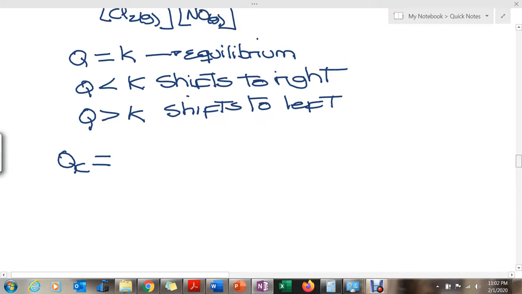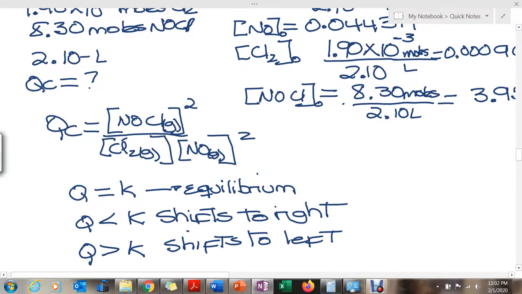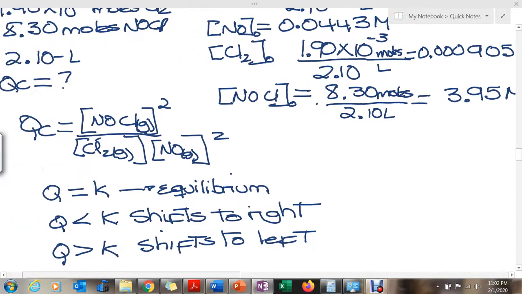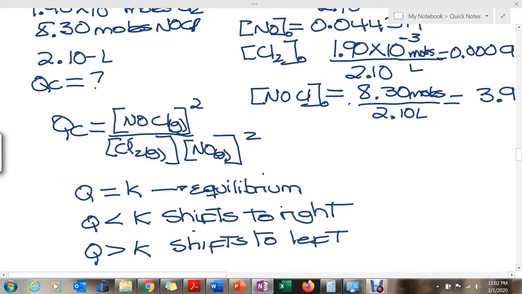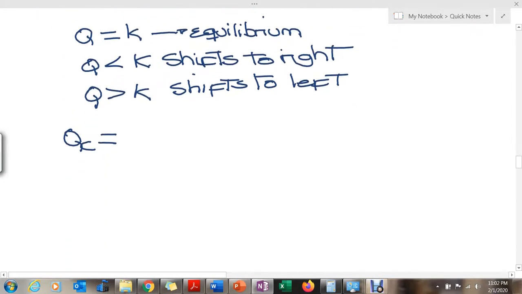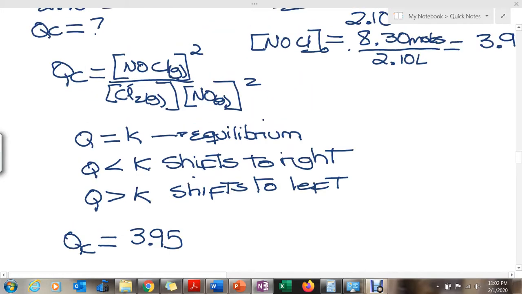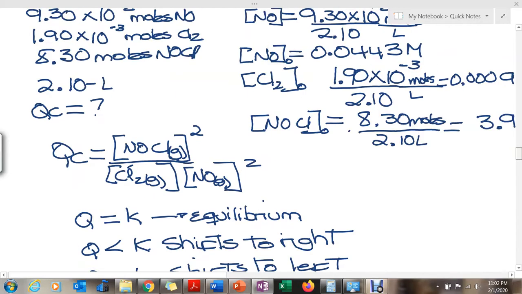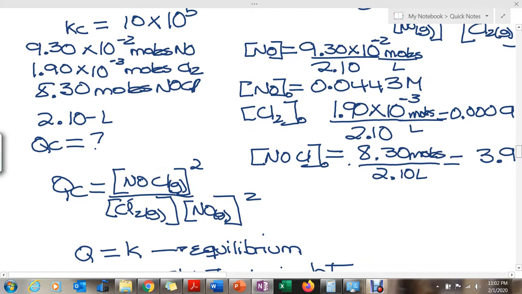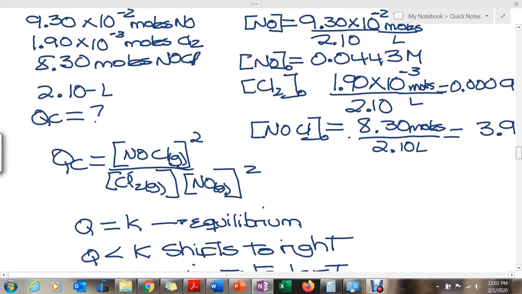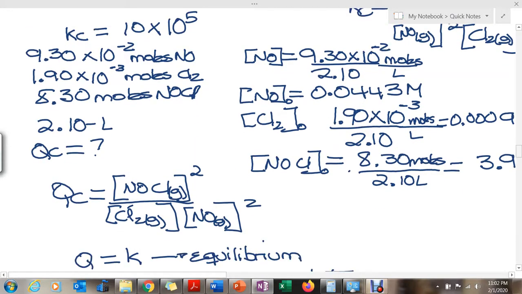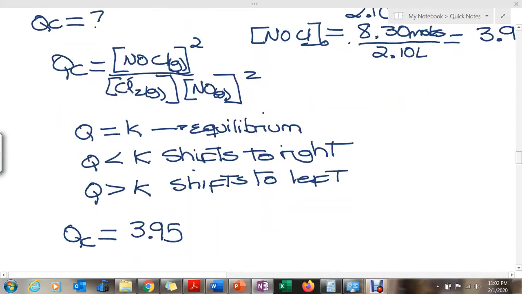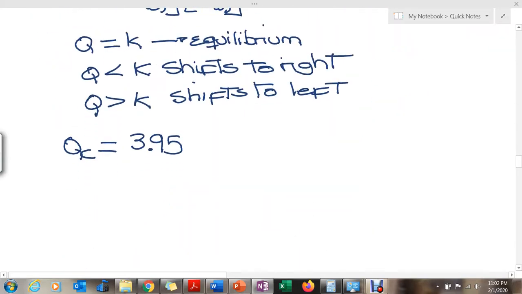3.95 would be the product. Do you see, molar? Okay, 3.95. I have to bring it back and forth, up and down, so you can see it. So we're doing the product squared divided by Cl2 and NO, okay, squared. So it's going to be 3.95 squared.